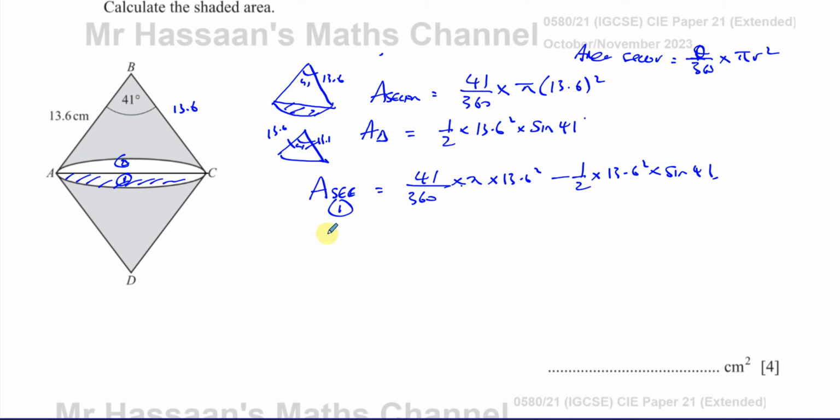Now, what we know is if I find the area of this whole triangle, and I subtract the area of the segment from it, I've got the shaded area. And then I can double it and I can find the whole area. That's one way of doing it. Or I could find the area of both these segments together, the area of this whole rhombus, and then subtract them.